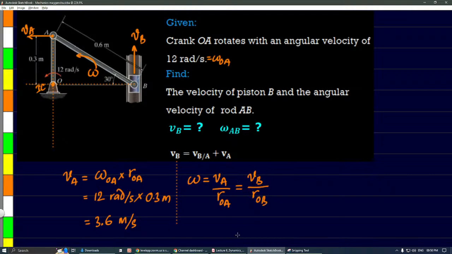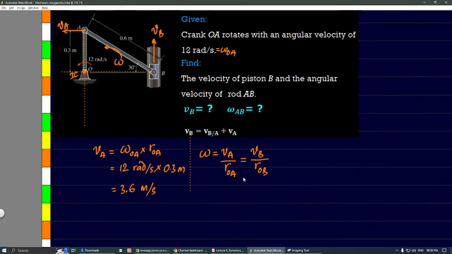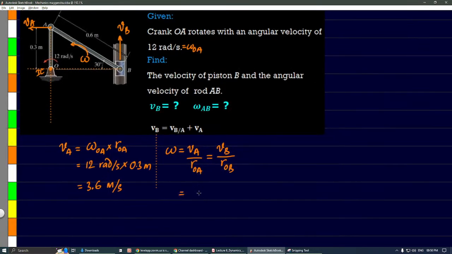Now we know the value of VA. We know the value of OA also, and we know OB also. So can we find VB? Yes. So substitute them all. VA is 3.6, divided by OA. OA is 0.3. VB is not known, keep it as it is.